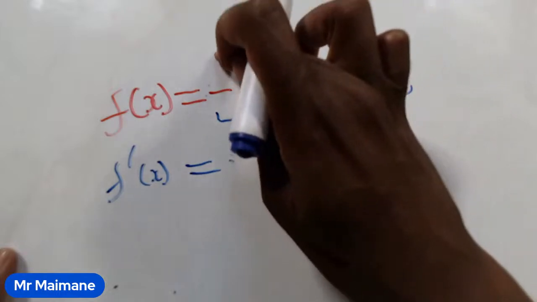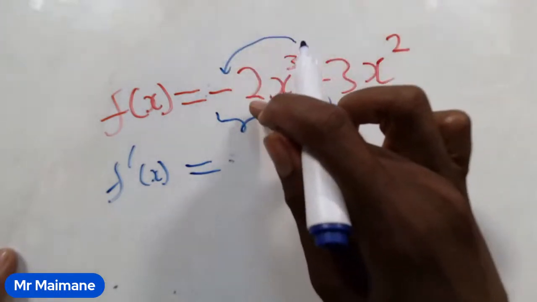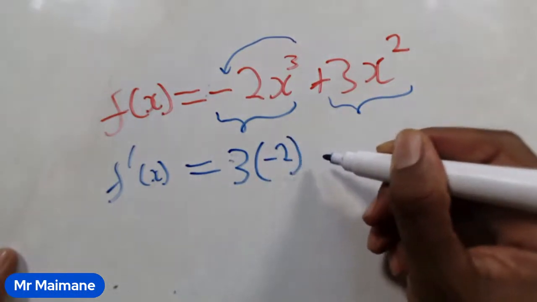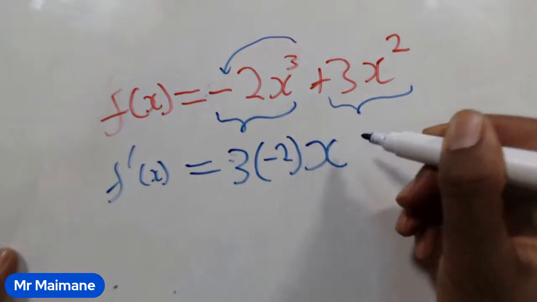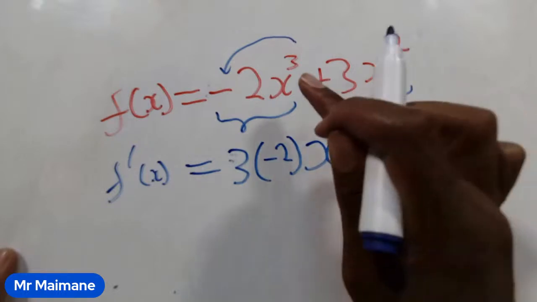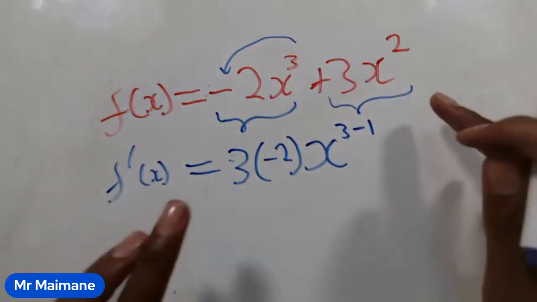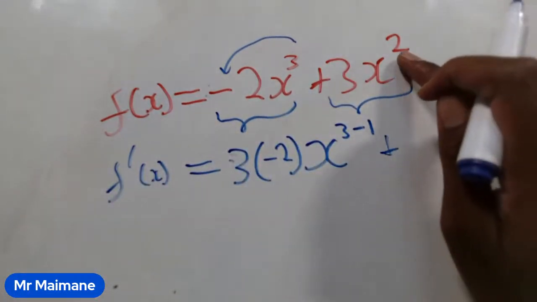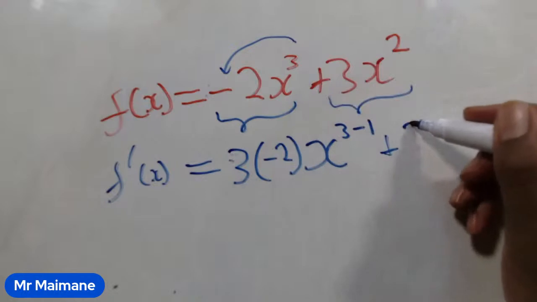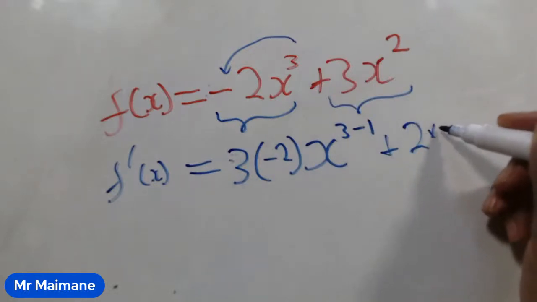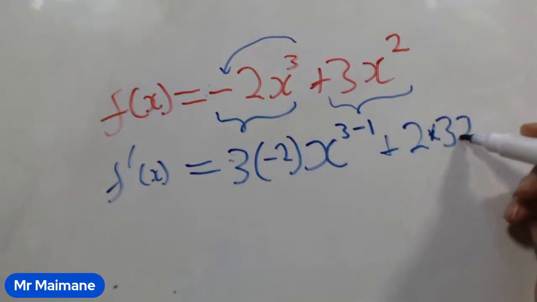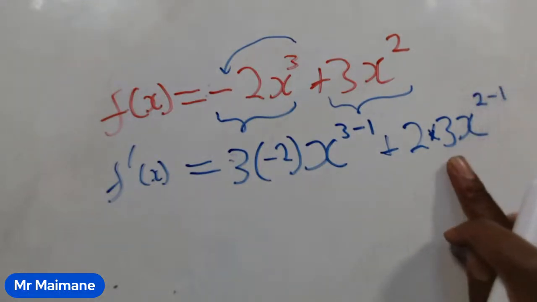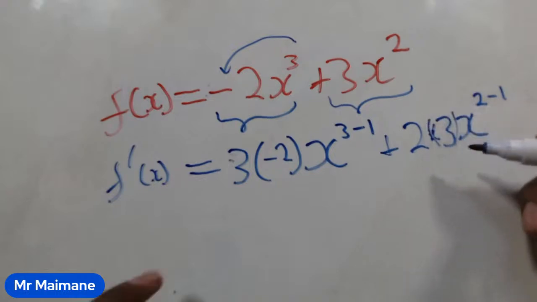I'll take the exponent to the front and then I multiply it by minus 2. So this is going to be 3 multiplied by minus 2. Consider the sign as is, and then it's x to the power 3 minus 1, because I have to say n minus 1. Then we come to the next term. Plus the 2 comes in front, and then it's going to be 2 multiplied by 3x to the power 2 minus 1.